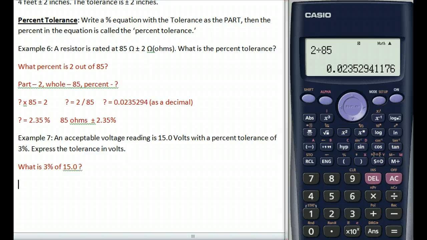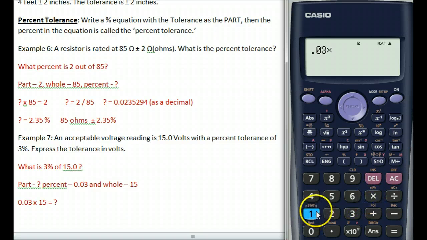So that means that the part is what I don't know. The percent, as a decimal, I move the decimal point 2 places to the left. So the percent is 0.03 and the whole is 15. So I know the whole, percent times the whole is equal to the part. So I take 0.03 and I multiply that by 15 and I get, as a decimal, 0.45. So 0.45 volts is the tolerance for this voltage reading.